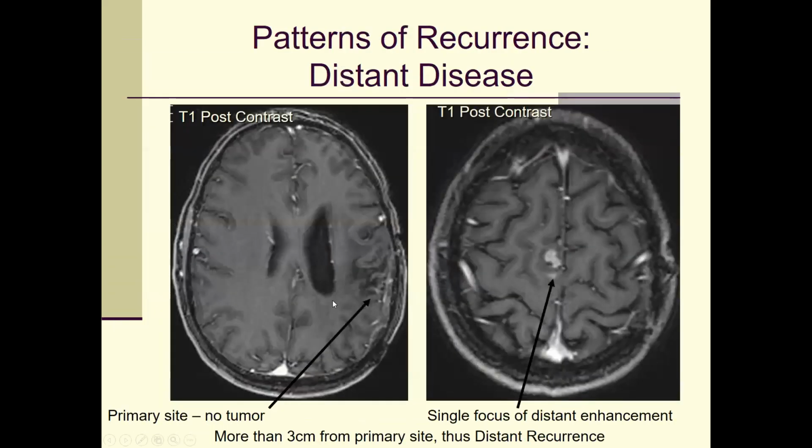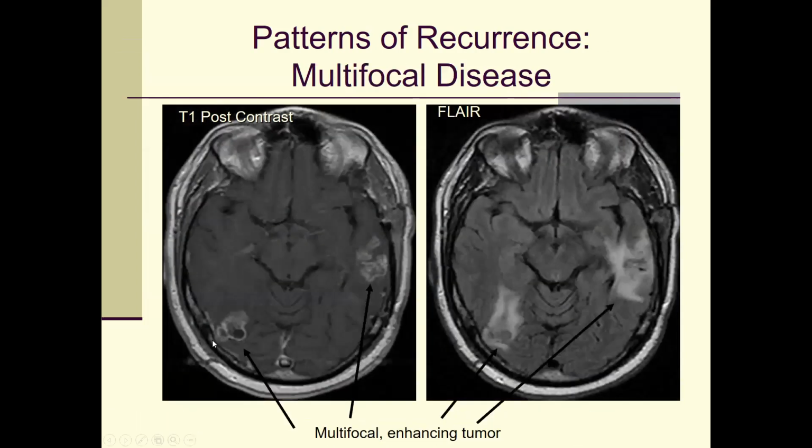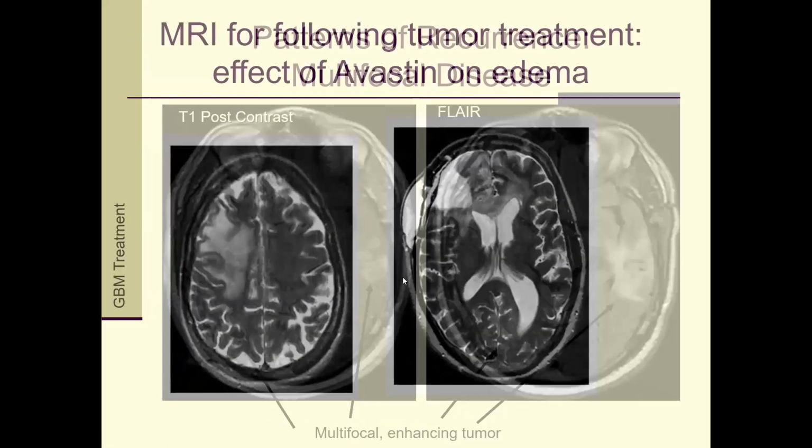When you're looking at recurrent disease, it's not always about the lesion at the resection site, but a distant area can also have a metastasis or new lesion. So you always have to look at the entire brain. You can also see that the lesion could be multifocal. The surgical area is one area, but it can happen in the other hemisphere as well.